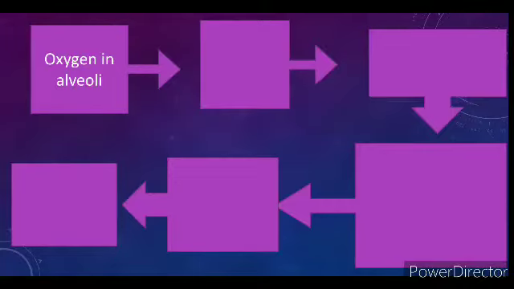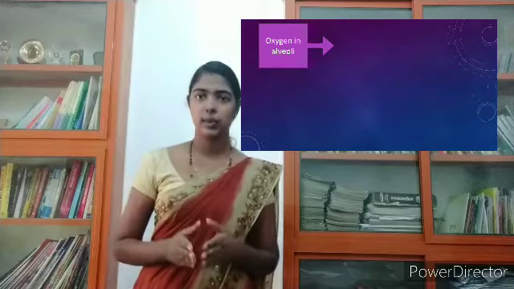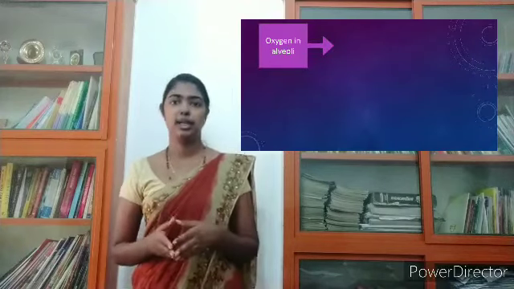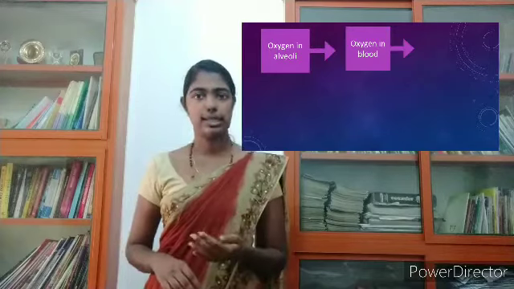Now let me give you a flow chart. It represents the transportation of oxygen from the alveolar region to the cells, that is its destination. Have you completed the flow chart? Yes. Then let us check each step. First, the oxygen is in the alveolar region. By diffusion, it reaches the blood. Now, in the second step, oxygen is in the blood.